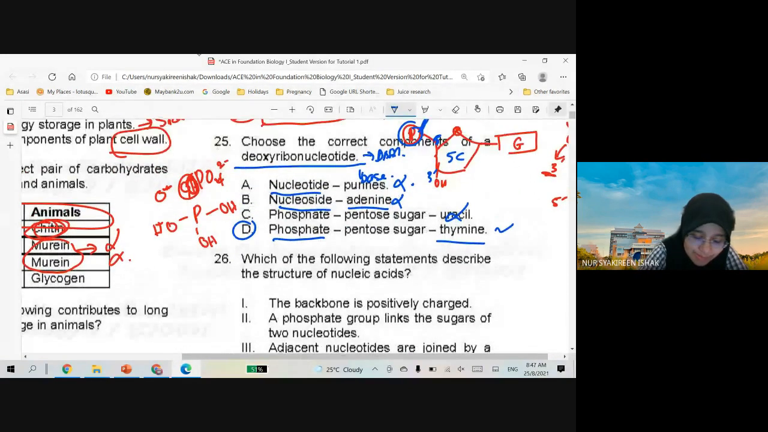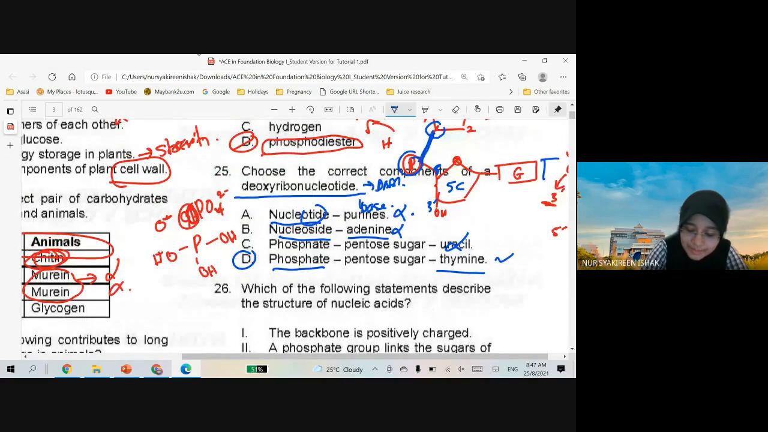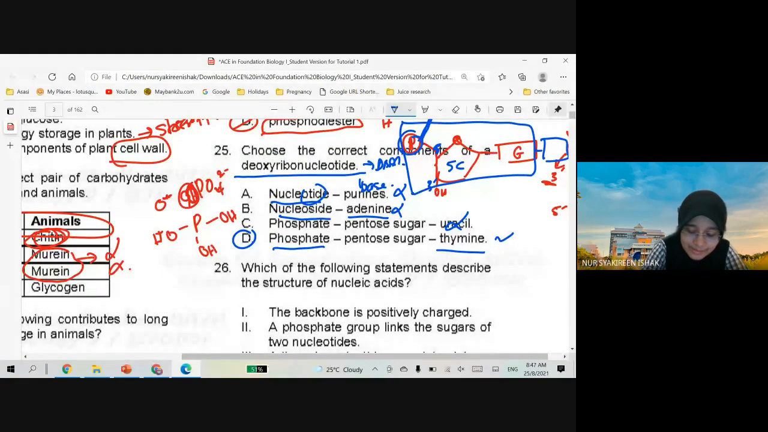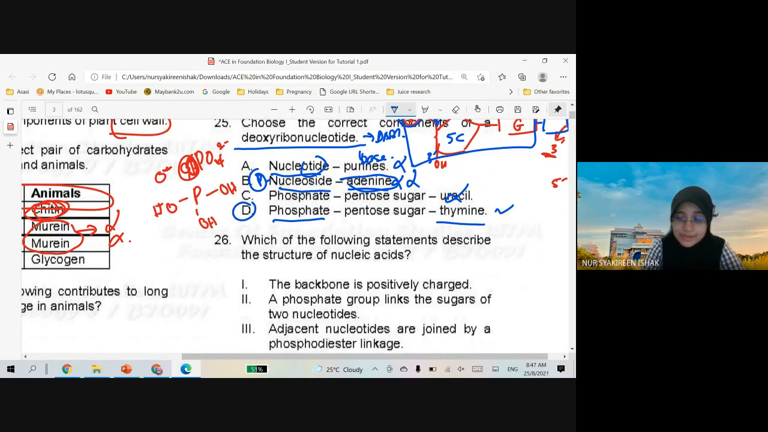So ingat ya, nucleotide salah sebab apa? Dalam nucleotide memang dah ada purine, so memang dah ada base. So purine is a base, so dia takkan ada dua base link together. So one nucleotide will only have one base. Nucleoside and adenine salah sebab apa? Tak ada phosphate in this molecule. Lepas tu dah ada dalam nucleoside dah ada base, so salah lagi. Macam itulah, kena faham kenapa dia salah.